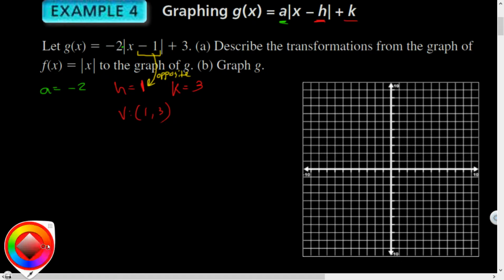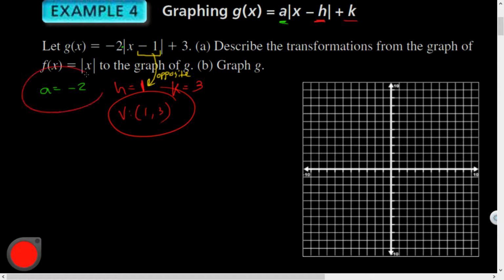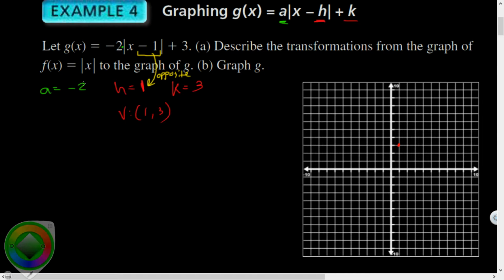So let's graph this using our vertex and my quote-unquote slopes. So my vertex is 1, 3, so over 1, up 3. And there we go. There's my vertex. And let's move by my slopes. All right, so -2 over 1. So from here, watch this. I'm going to go down 2 and over 1. Here's another point on my absolute value graph. Down 2 and over 1, down 2 and over 1.